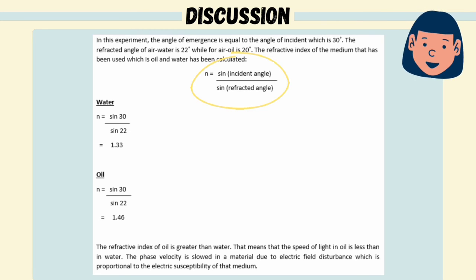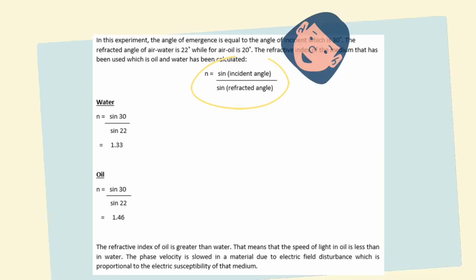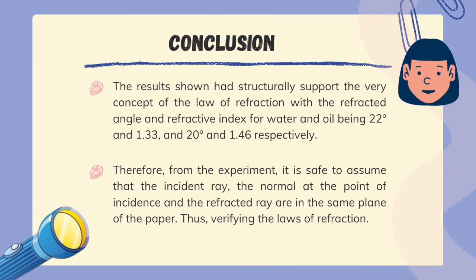The phase velocity is low in a material due to electric field disturbance, which is proportional to the electric susceptibility of that medium. As a conclusion, the results shown structurally support the very concept of the law of refraction.